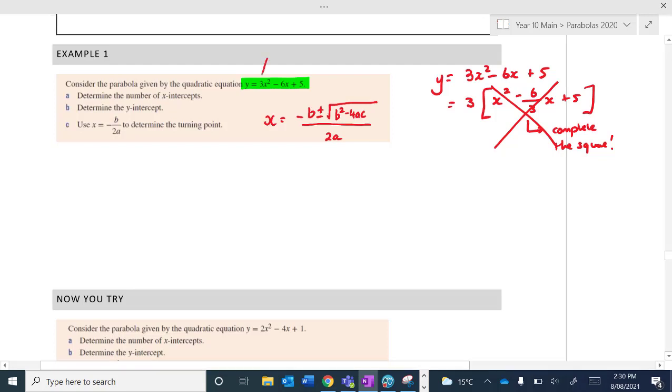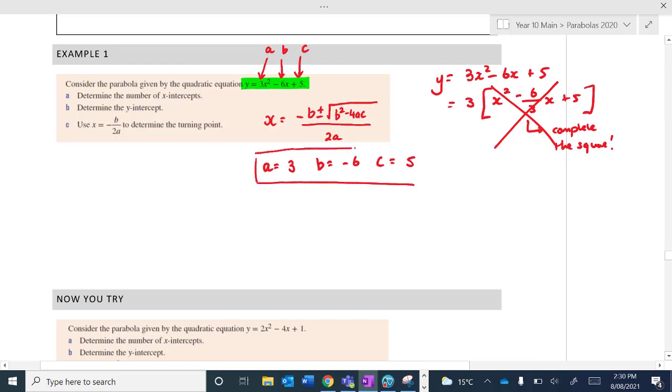First of all, the coefficient of x squared is a, so ax squared, and that happens to be 3. The coefficient of x there is b, and the constant here is c. So let's write out what we know. A is equal to 3, the coefficient of x squared. B is equal to the coefficient of x, which is minus 6. And c is the constant, which is 5.